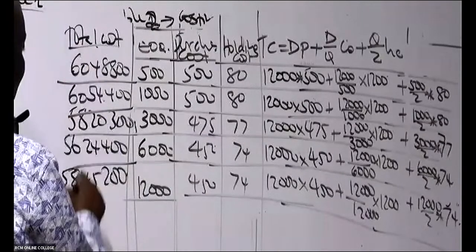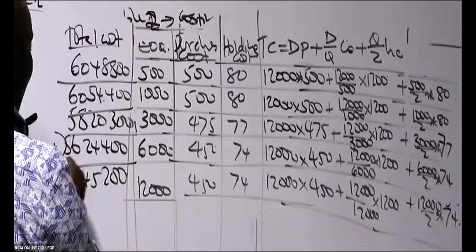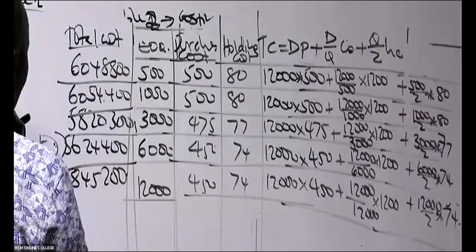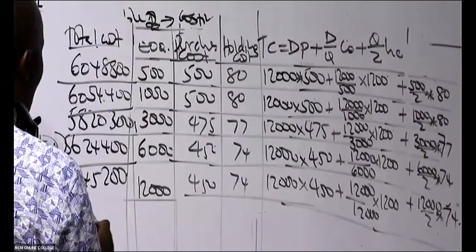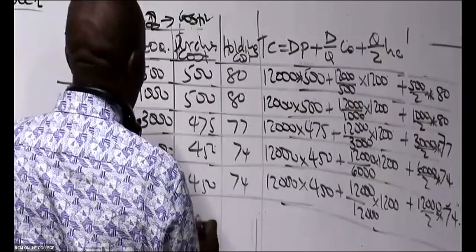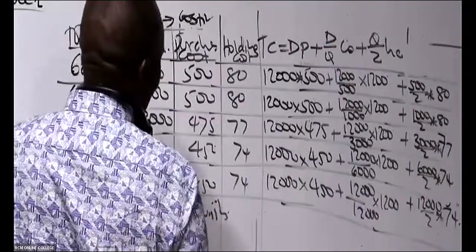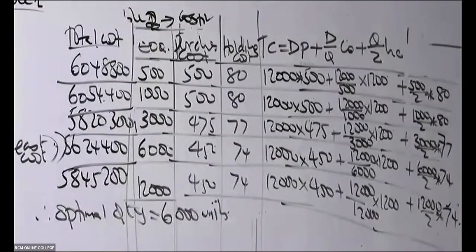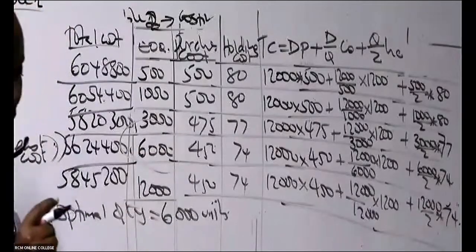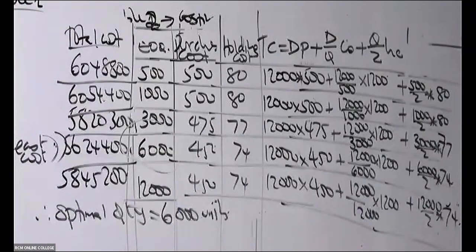So which one is the very least here? The very least is this one. Least cost. And therefore, the optimal quantity is 6,000 units. The optimal quantity to order is this one here. It will lead to the lowest cost, 58,452,100. It will lead to the very lowest cost.